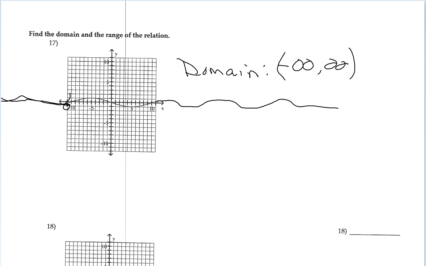That's the domain. And the range, however, is the very highest it can go is this 1. The very lowest it goes is this -1 all the way through. So my range is going to be -1, comma, 1. And with that are brackets, not parentheses, in that case.